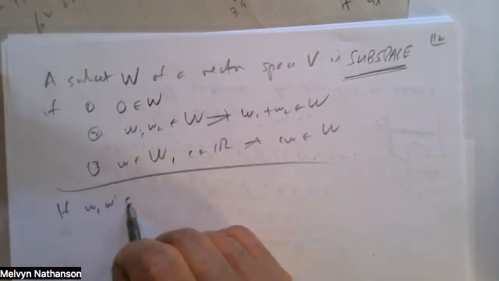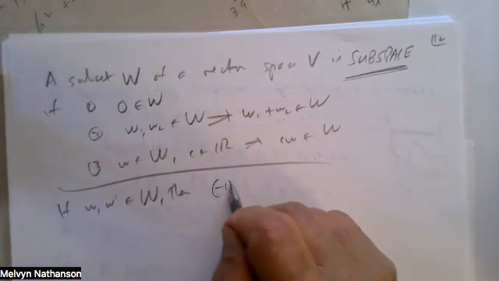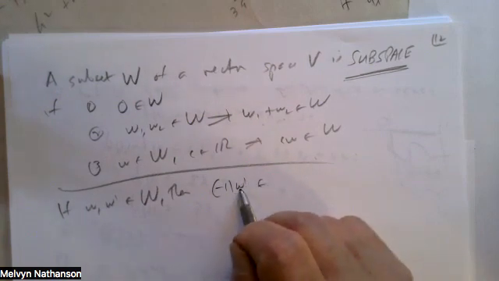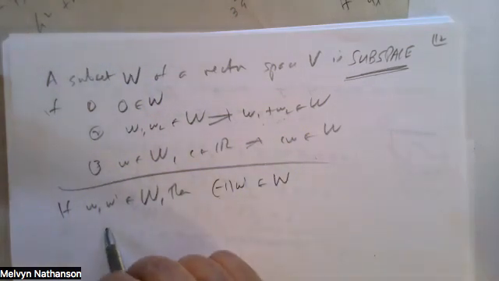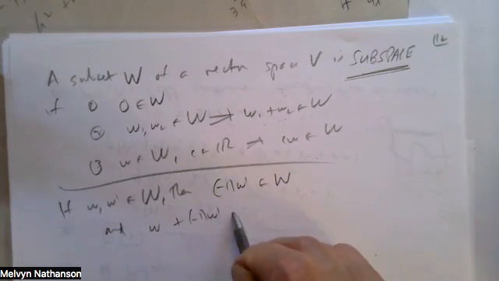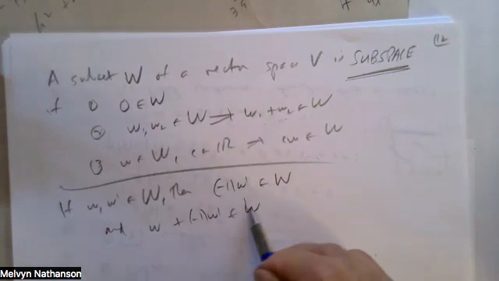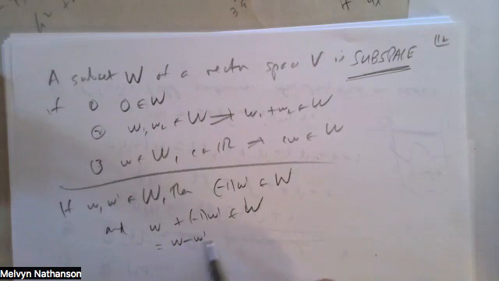If W and W prime are in a subspace, then -1 times W prime, because this is just this vector multiplied by a scalar, is in the subspace, and W plus -1 times W prime is in the subspace, because this is closed under vector addition, and this is exactly what we call W minus W prime. So with this understanding of what subtraction means, every subspace is also closed under vector subtraction.